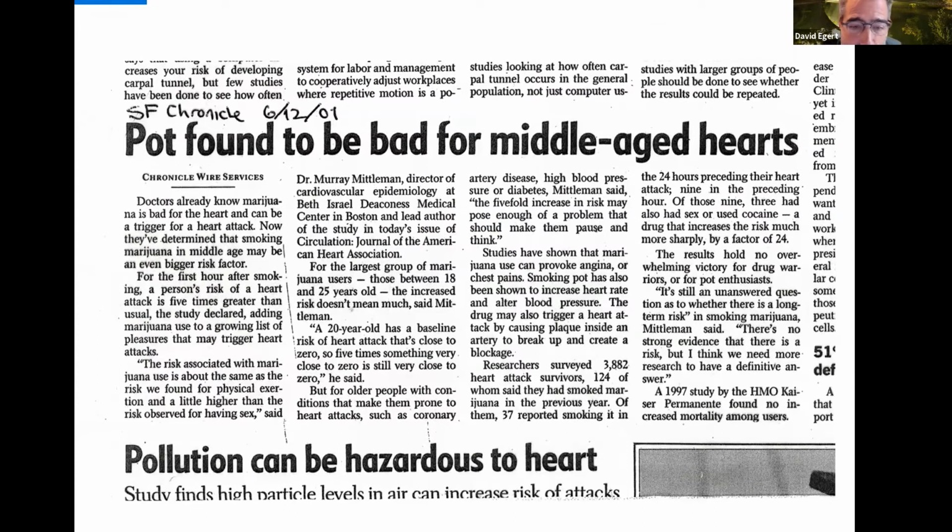Pot found to be bad for middle-aged hearts. And again, there's this thing that's really drawn people in. It's like, oh my God, let's see. Doctors already know marijuana is bad for the heart. Now they've determined that smoking marijuana may be a bigger risk factor for the middle-aged.